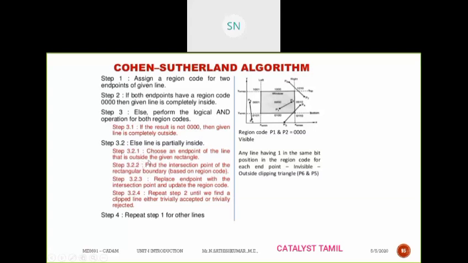If the line is partially inside, then step number 3.2.1 is that we have to choose an endpoint of the line that is outside the given rectangle, then find the intersection point with the rectangular boundary. This is called partial intersection. Then based on the region code, replace the endpoint with the intersection point and update the region code. Once again, you have to repeat step number 2 until we find a clipped line either trivially accepted or trivially rejected. So this is a cyclic process. You have to repeat the steps from step number 1 to step number 4 till the completion of all the line execution.